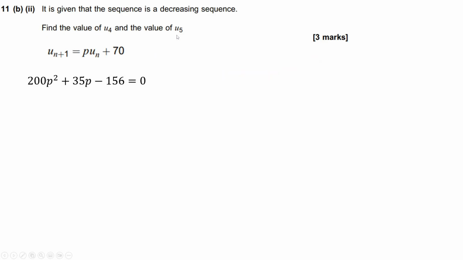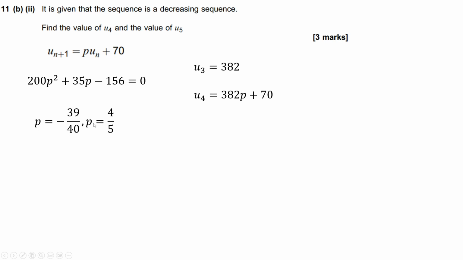Find the value of u4 and the value of u5, and we're given that it's a decreasing sequence. That'll be important for later. If you just solve this, put this into your calculator, you get p is this or p is this. And u3 equals 382, so we can just plug that into this to get u4. And we know that p is either this or this.